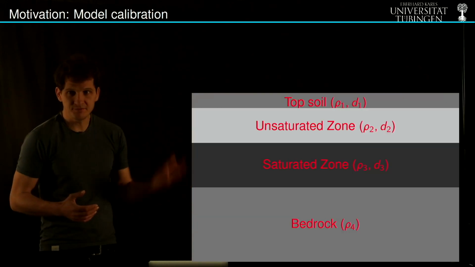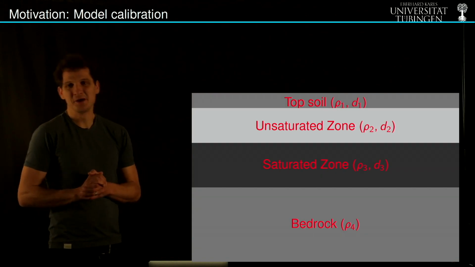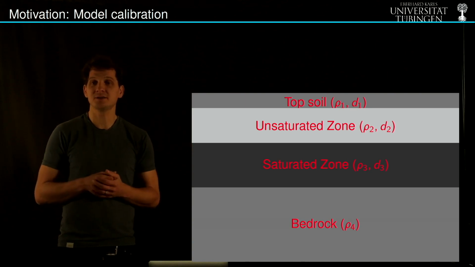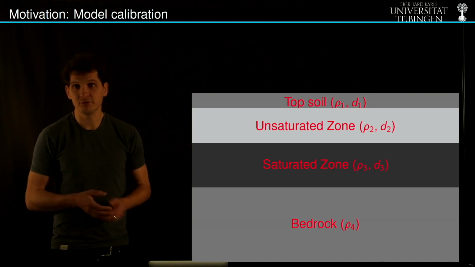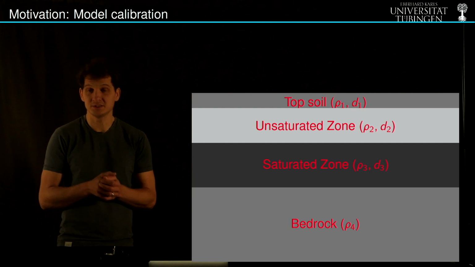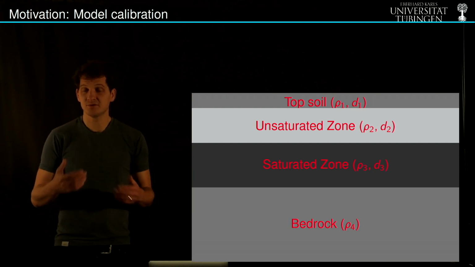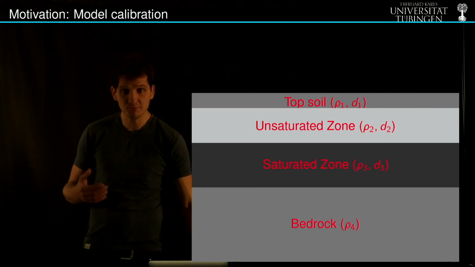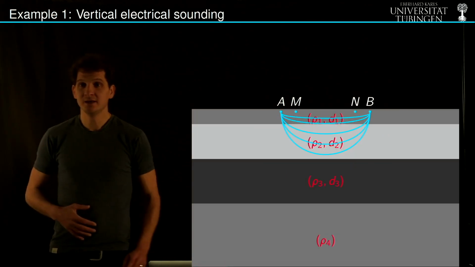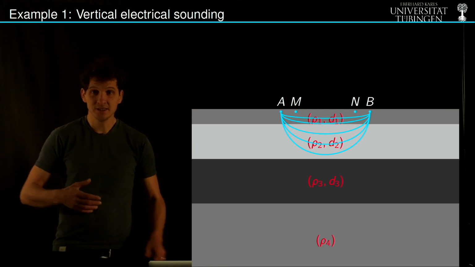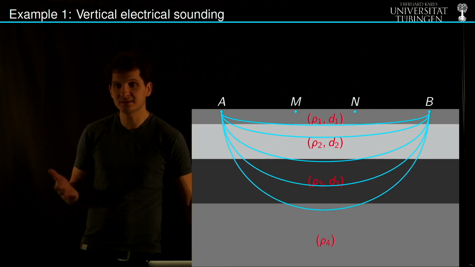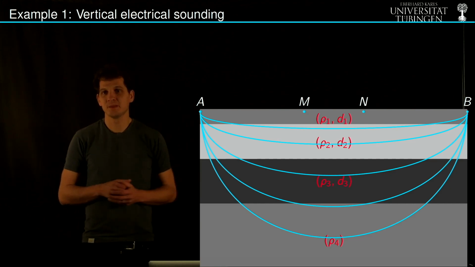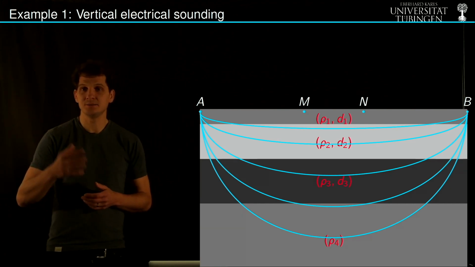So let's look at a simplified case. Everything is nicely horizontally stratified, and we have 4 different units: a topsoil, an unsaturated zone, a fully saturated aquifer that sits on top of some sort of bedrock materials. And all those units have different thicknesses and different electrical resistivities. And the way we probe this is by injecting the electrical current at the surface. And as we increase the distance of the current electrodes, we increase the depth of penetration, and we can probe deeper and deeper and deeper.